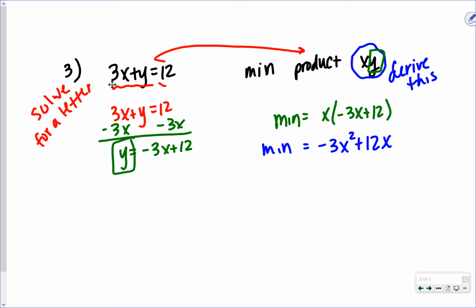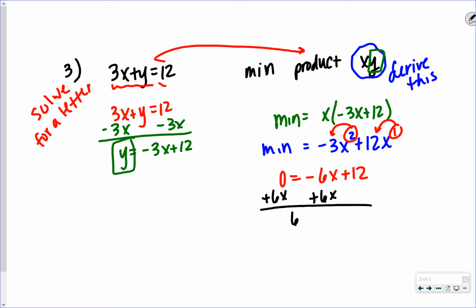In order to minimize, I need to derive and set equal to 0. So I would have 0 equals 2 times negative 3, negative 6x. And then this is a 1 times 12. 12, the x will drop off. Solve for x. Add 6x to both sides. 6x equals 12. X equals 2.